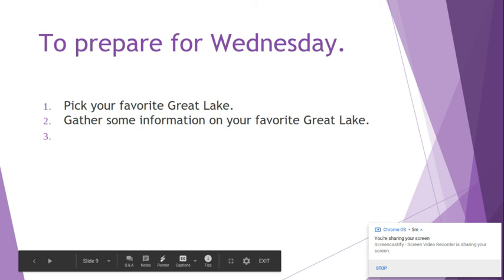Then on Wednesday, come back to me and we are going to post your assignment on that Great Lake, because I want you to understand that Michigan is part of that Great Lakes region. It's important to know about the lakes, and it's important to know that we do a lot of shipping in them and tourism in them, and they're important for us. And that's why we're part of the Great Lakes region. So, again, pick your favorite Great Lake, gather some information on it, and come back on Wednesday to be prepared for your assignment.